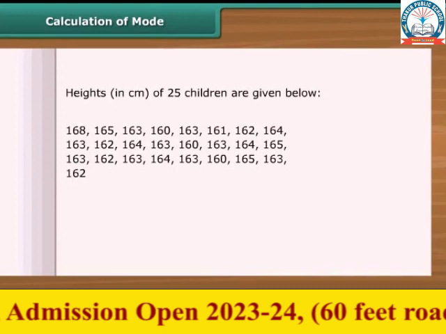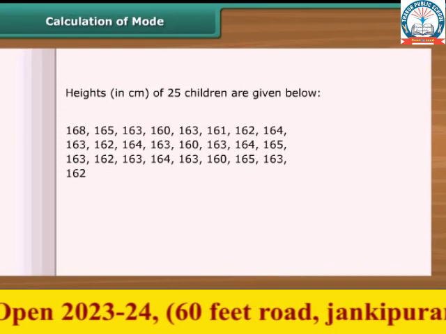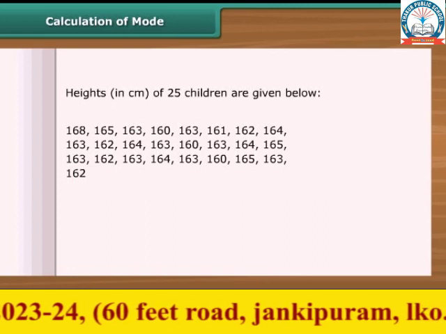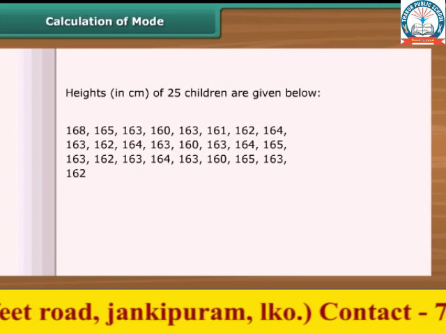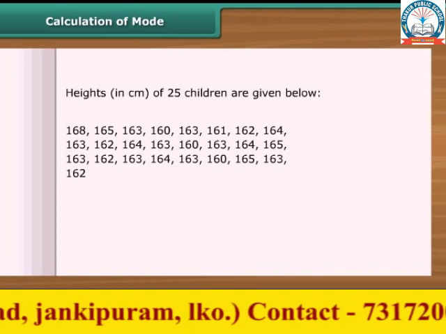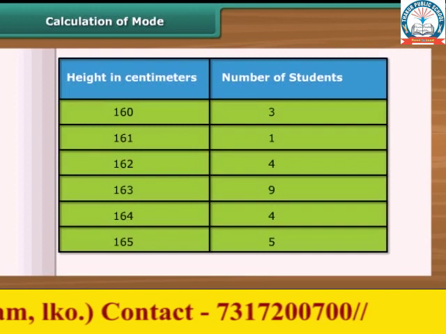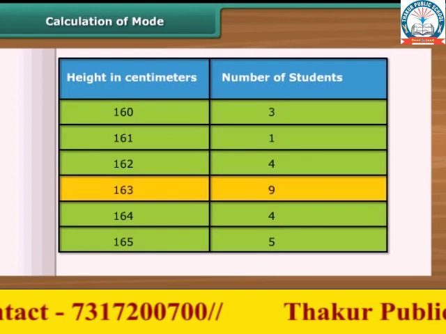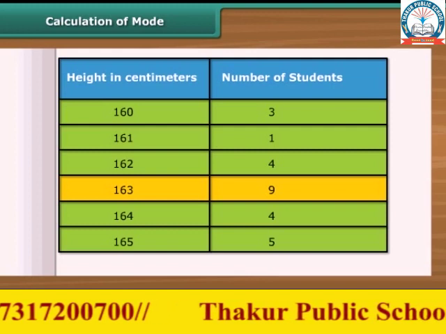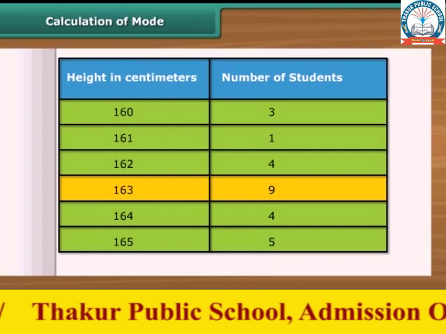Look at this data. It shows the height of 25 children in a class. Let us find out the mode of their heights. It's quite easy. First, put the numbers in order and put them in tabular form. Then count how many of each number. See, 163 appears 9 times, so the mode of the children's height is 163.